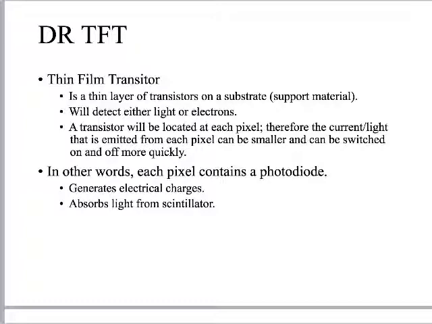So what are these transistors that I'm talking about? They're super thin, like super, super thin, in a substrate support material, generally like silicone or something like that. It detects light or electrons. It can detect either light being given off or electrons. So we'll use it in both direct capture and indirect capture systems.